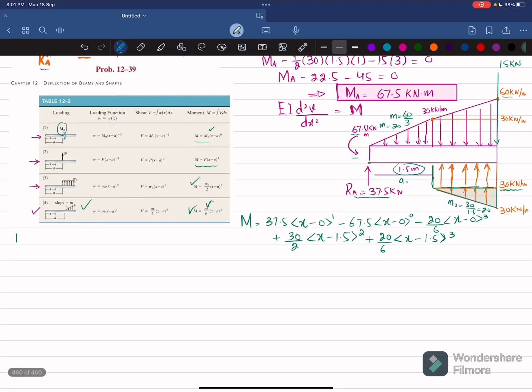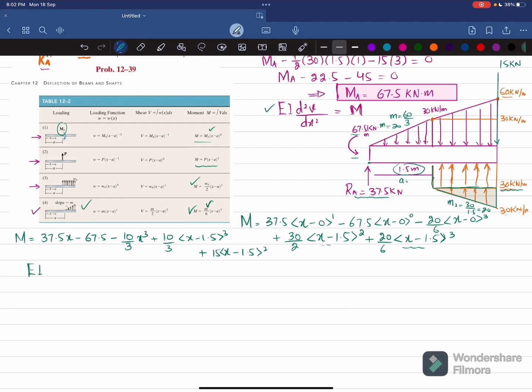Now if you further simplify it, you will get moment equal to 37.5 into x minus 67.5. X power 0 is 1, so minus 20 divided by 6 will be 10 by 3, so 10 divided by 3 into x cube, and this term will be plus 10 by 3 into x minus 1.5 cube, and this term will be plus 15 into x minus 1.5 square. So this is your moment equation. So put it in this formula.